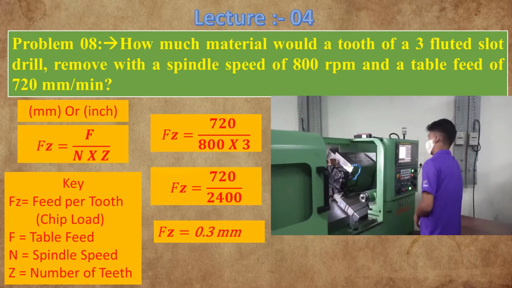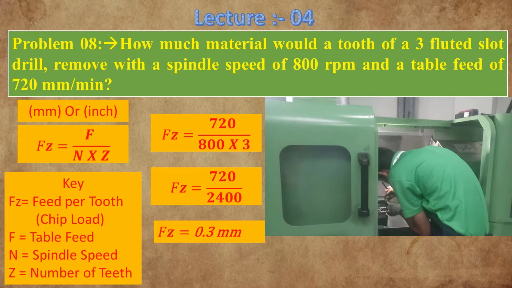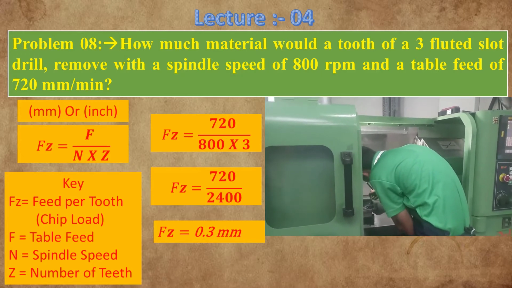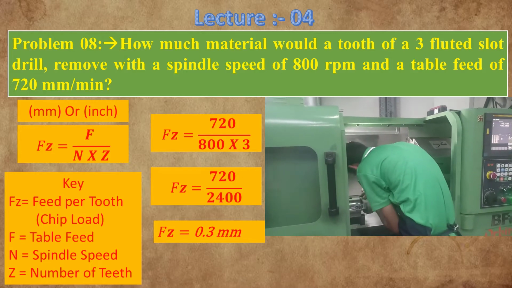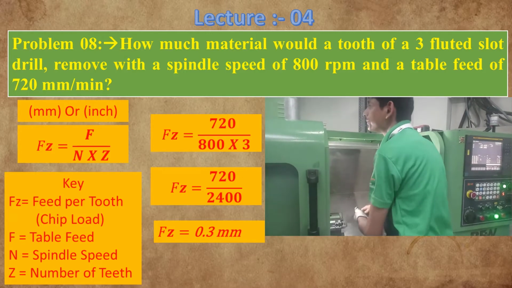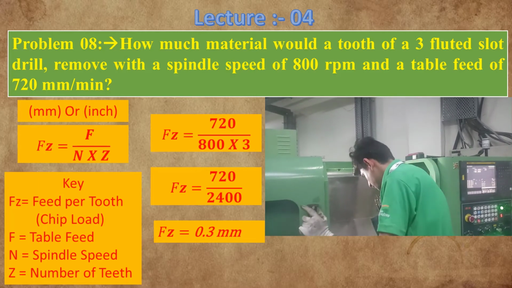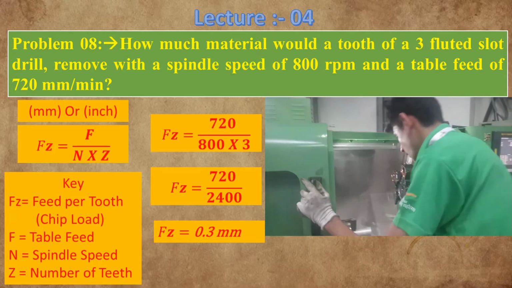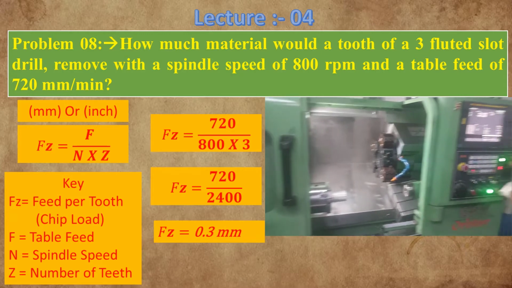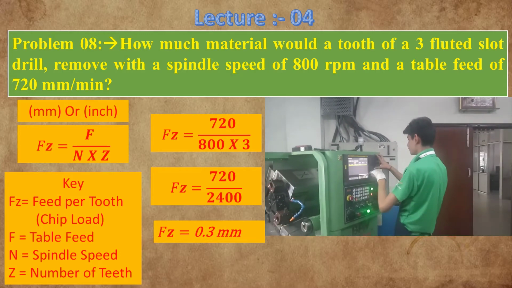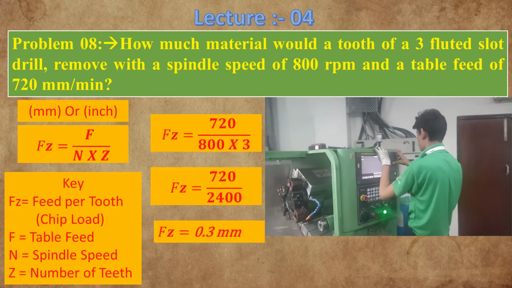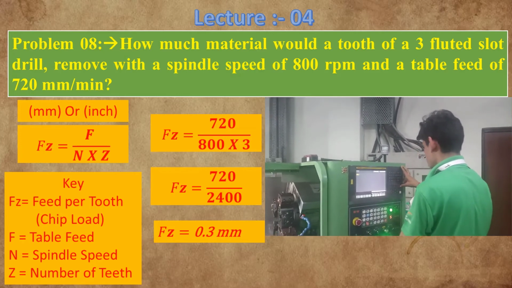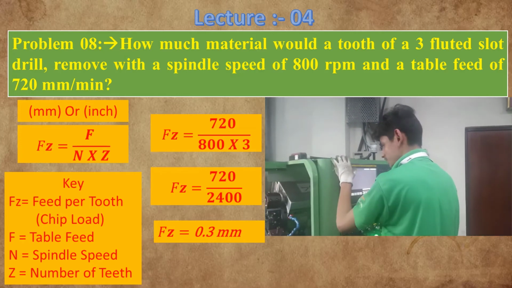So 800 times 3, quick easy way to do this, is 2400, and then we would just take our top number 720 and divide it by the bottom number. If we do this, it gives us an answer of 0.3 millimeter per tooth. So we are removing 0.3 millimeter of material each time the teeth engage. So that is our feed per tooth in metric, working out from a table feed of 720 millimeters per minute, and we are using the spindle speed of 800 with 3 teeth on our tool. So that is how we work out our feed per tooth or our chip load.